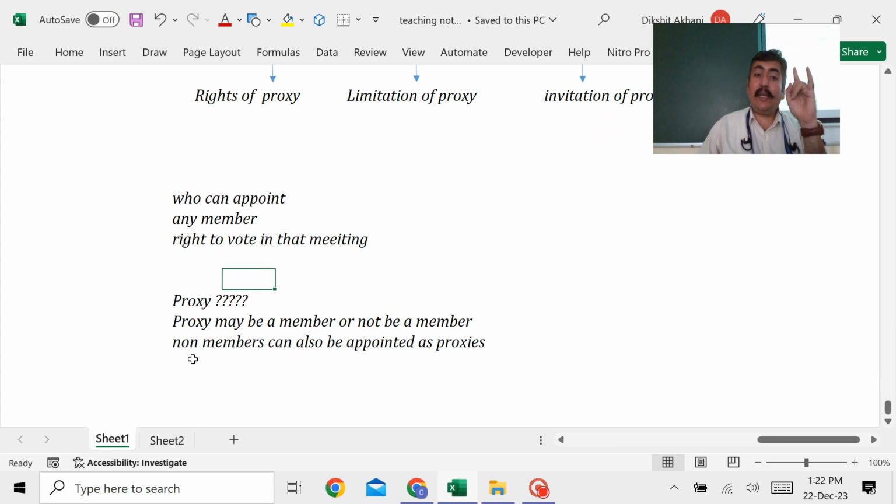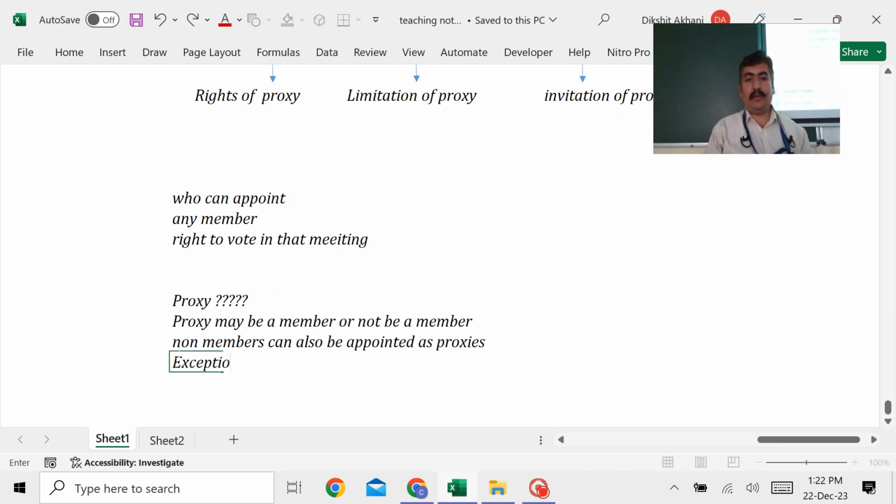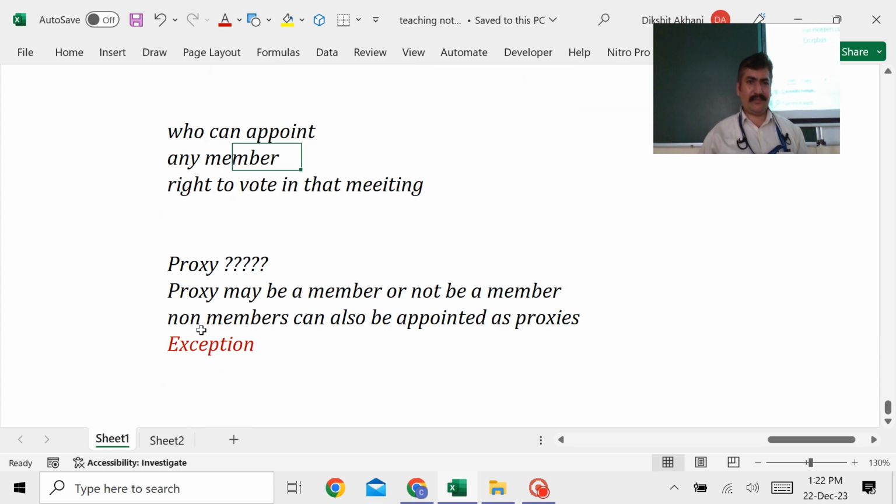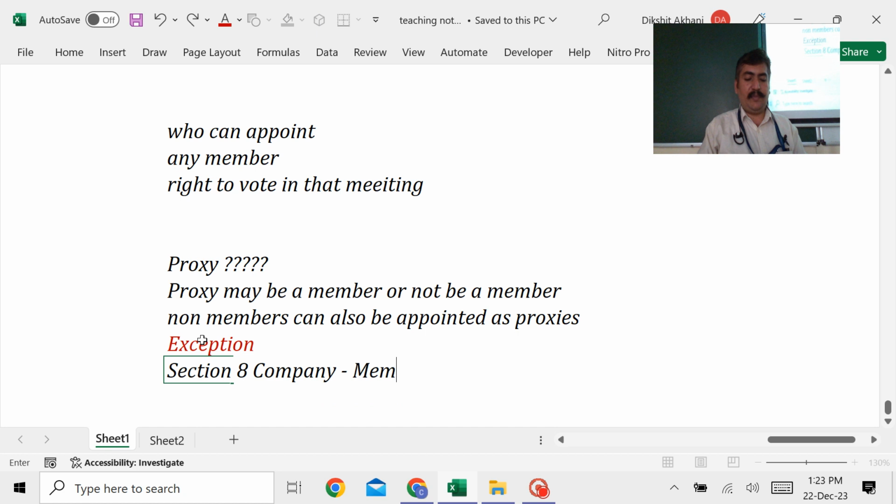But there is one exception. That exception is very interesting. You have to keep this in mind, because what I have observed, students do not remember this. Only in one kind of company, only members are allowed to be appointed as proxy. Non-members are not acceptable. And that one is nothing but Section 8 company.